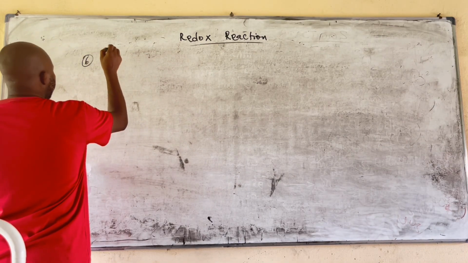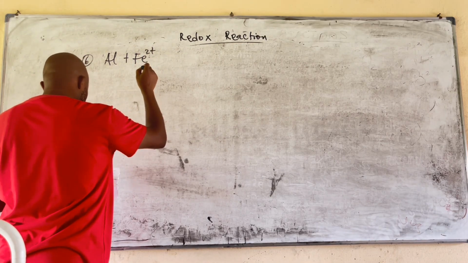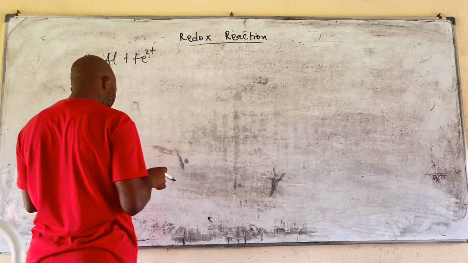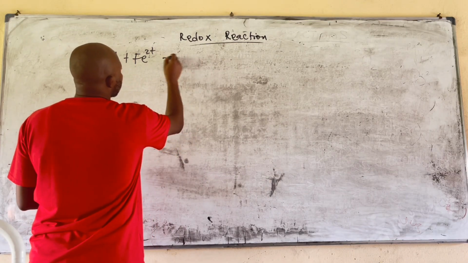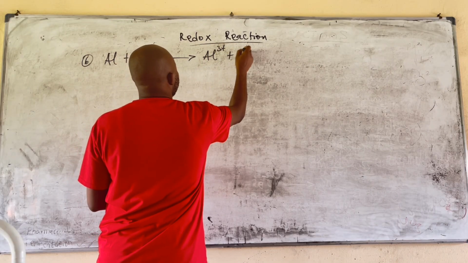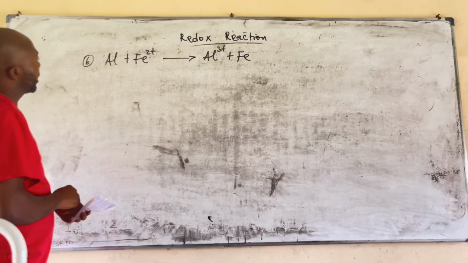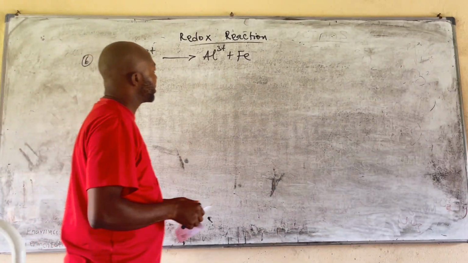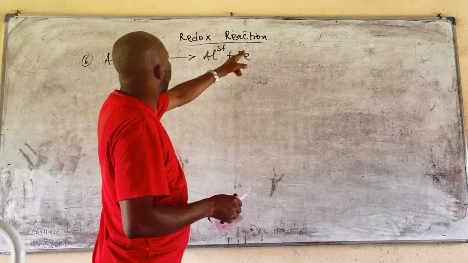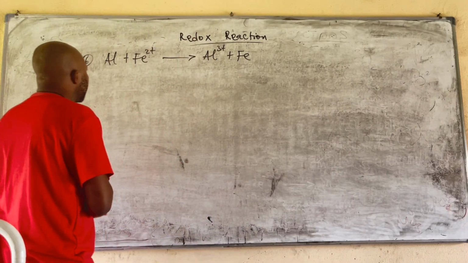We have aluminum plus iron 2 plus. I don't know, this doesn't look correct, but let's see. We have aluminum 3 plus iron. Okay, like I said, it doesn't look correct to me. This is supposed to be charged. Iron 2 maybe to iron 3. Maybe it's a mistake, I don't know, but I have to confirm that first before I take it out.